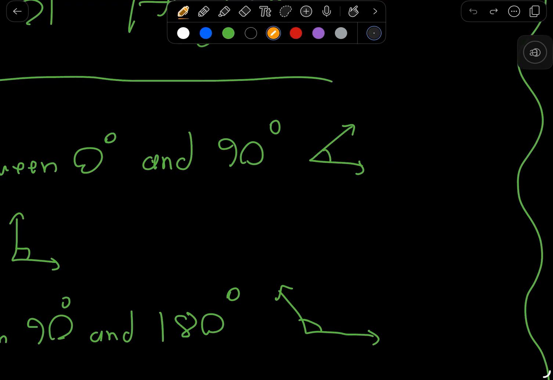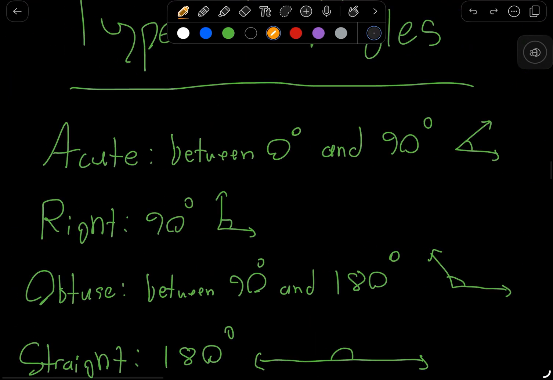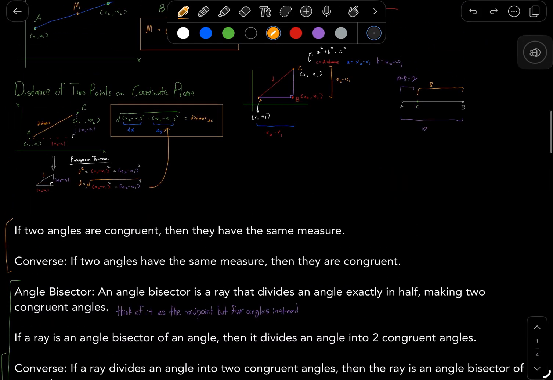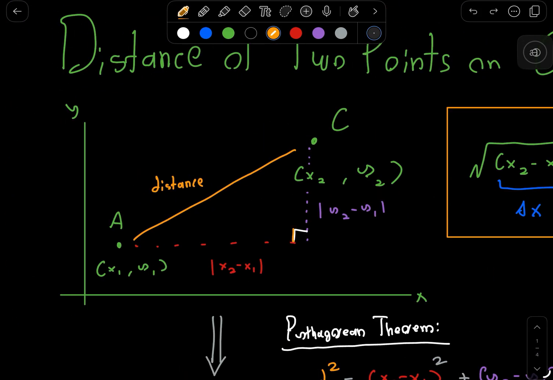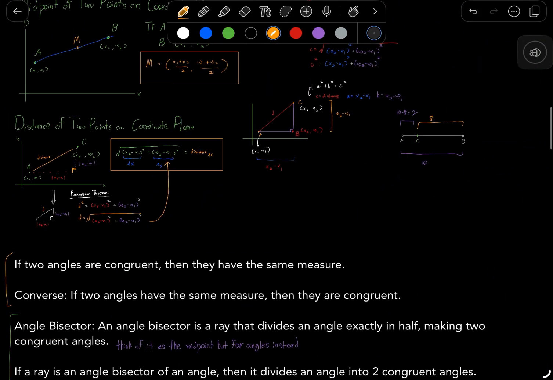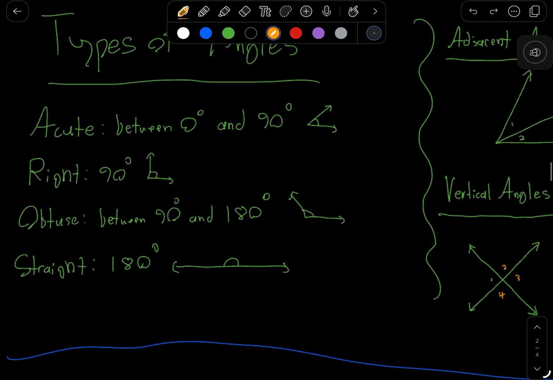And for right angles, we've discussed this when we were talking about the Pythagorean theorem. Remember, this here was a right angle. A right angle is 90 degrees, an obtuse angle is in between 90 and 180, and the straight angle is just 180 degrees, right? Again, those are the different categories separated by the different ranges of measures that they can lie in.